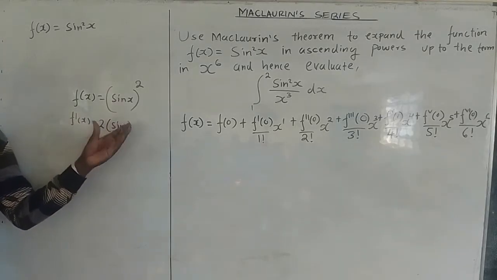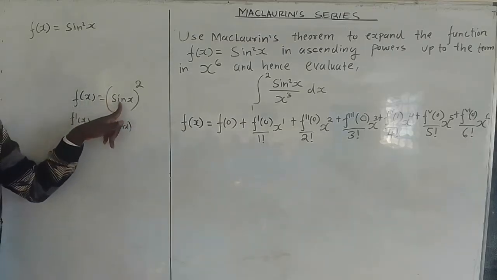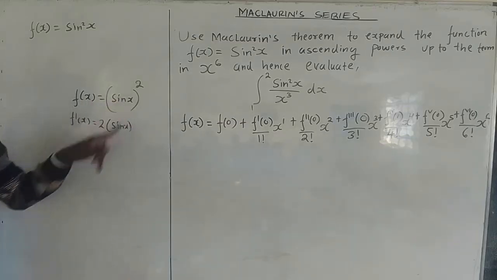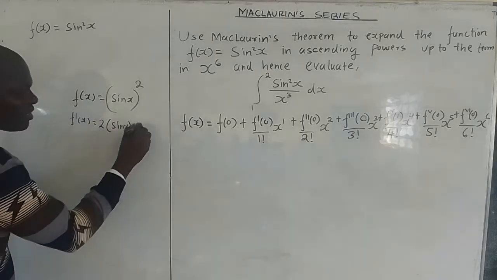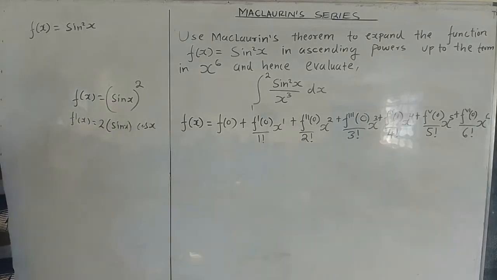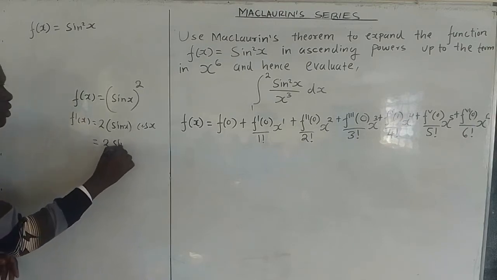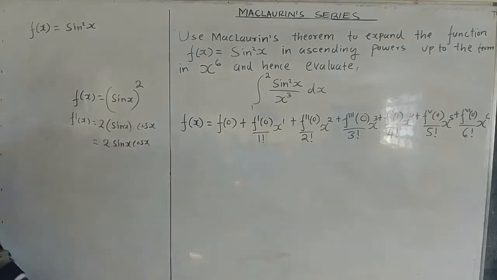Then you go to the inner function. The inner function is t, which is sine x, isn't it? If you differentiate sine x, you get cos x. Are you seeing here? So what do you have here? You have the derivative as 2 sine x cos x.